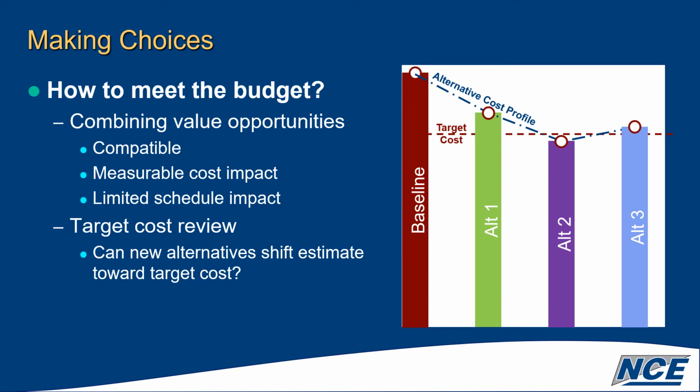This diagram here shows an alternative cost profile. It's just an example to illustrate. But the question is, if you have a target cost, in this case $36.9 million, and the baseline is quite a bit higher than that, can we combine alternatives to get down to or in around that target cost?